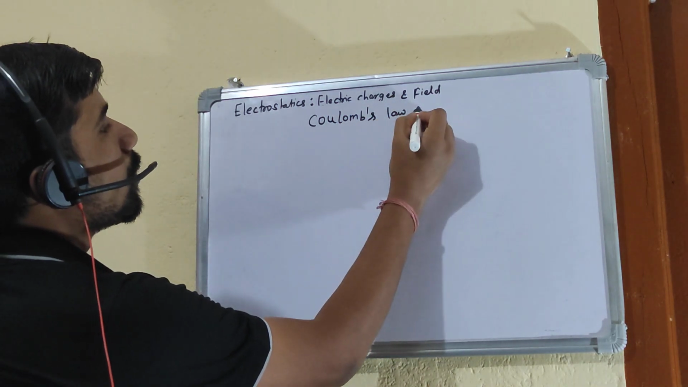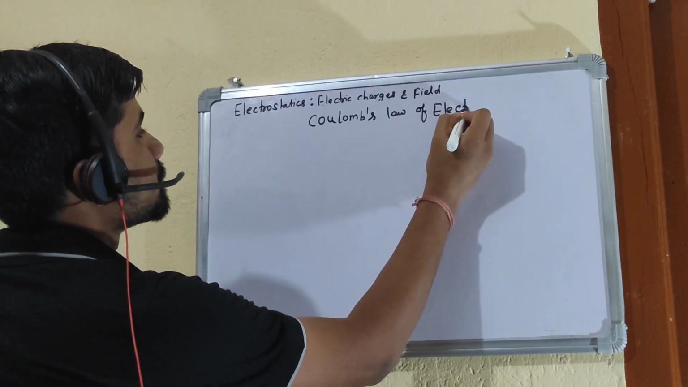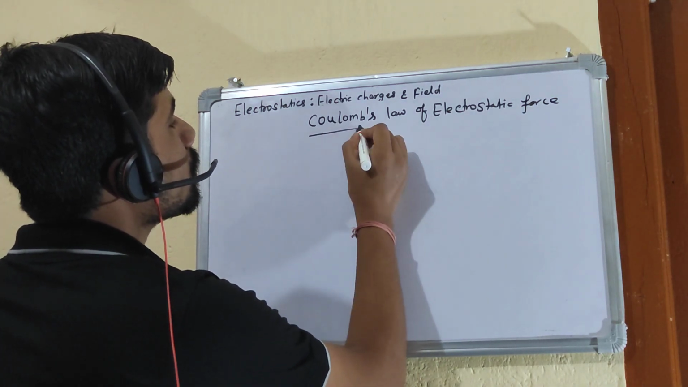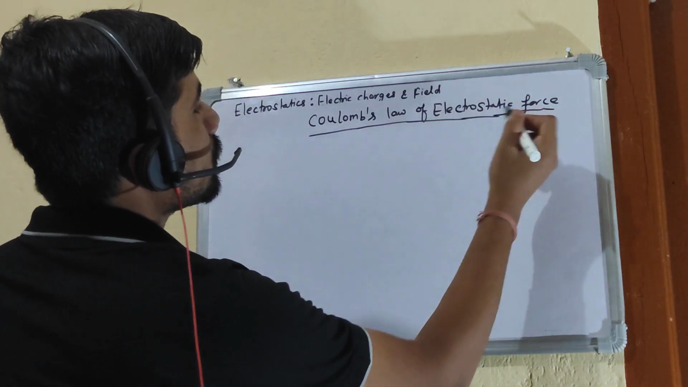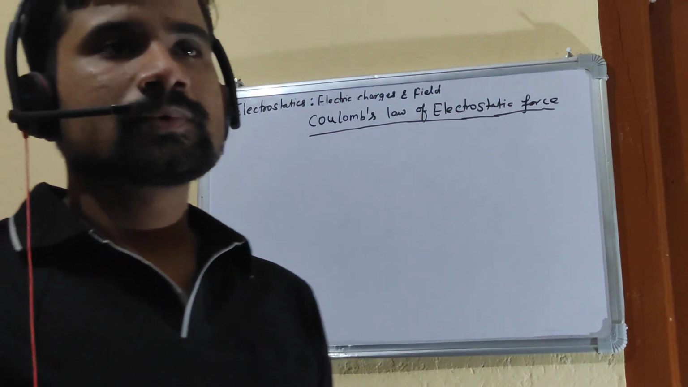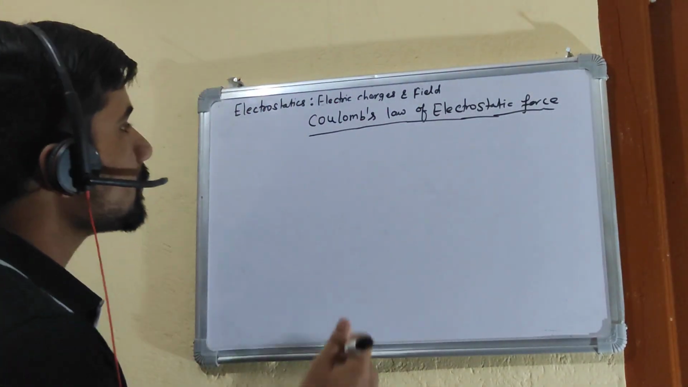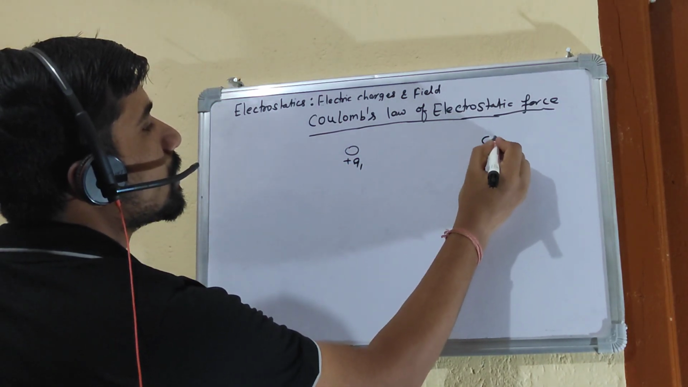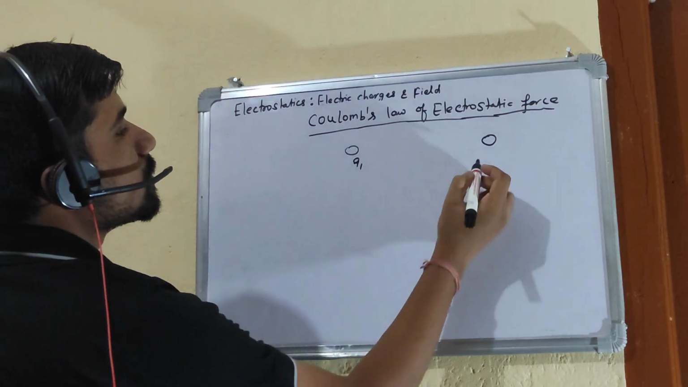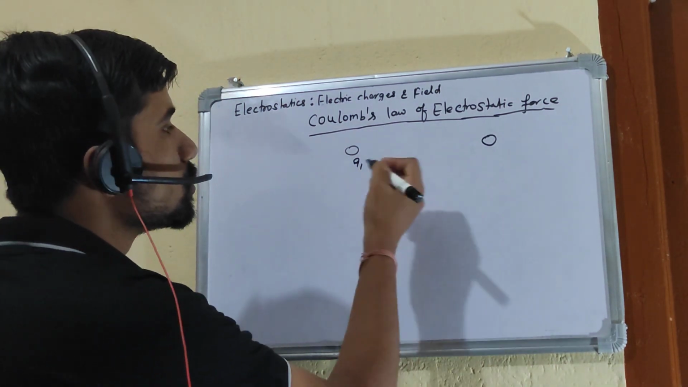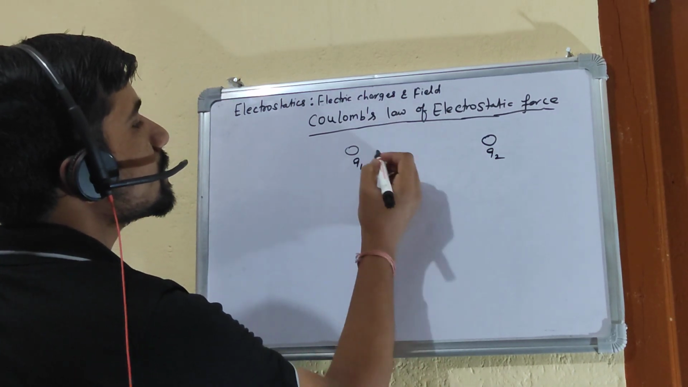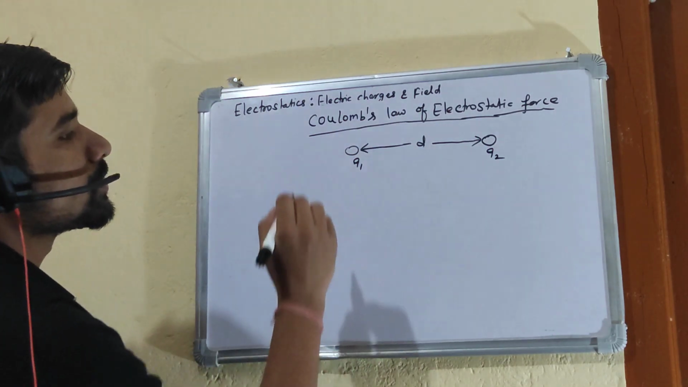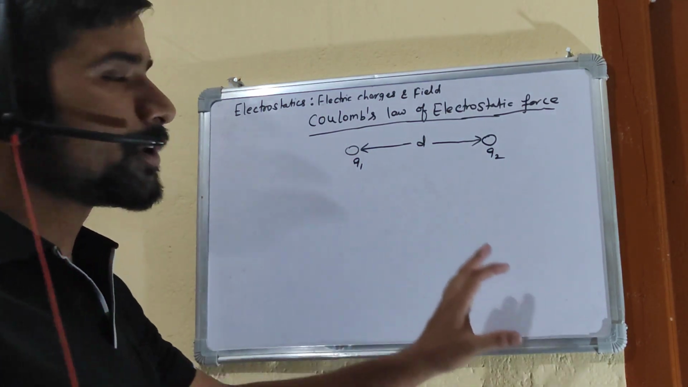Coulomb's law of electrostatic force. So what Coulomb's law states is, let's say we have two point charges. Let me not put a sign as of now. Let's say q1, like we denote charge by q. So q1 is one charge, q2 is another charge, and they are separated by a distance, let's say d. So d is the distance between q1 and q2, right? So these two are point charges.